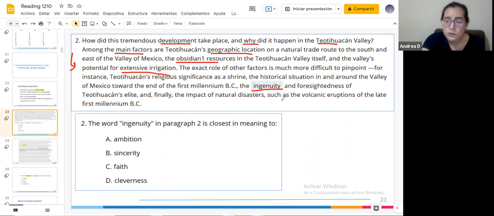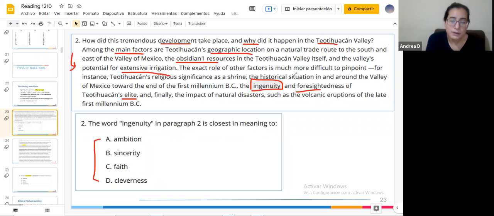One of the factors that influenced Teotihuacan's development was the ingenuity and foresightness of Teotihuacan's elite. So now I want you guys to think about that. What would you say would be a good factor among these options, something that matches the other ones that we have, like geographic location, obsidian resources, extensive irrigation? So what do you think?